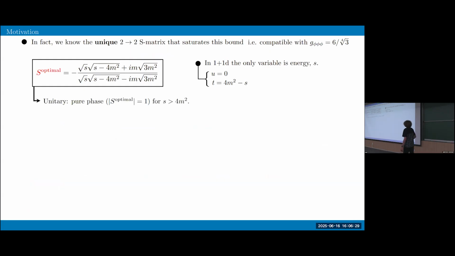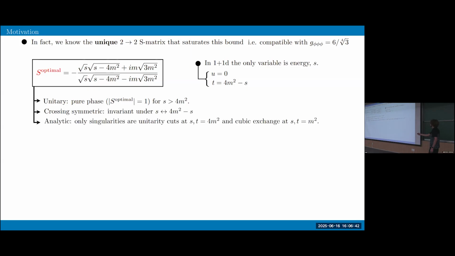Now this amplitude satisfies all we could ask from a 2-to-2 amplitude, namely it's unitary. In particular, it's a pure phase for physical kinematics. It's crossing symmetric under S and T exchange. And it's analytic where it needs to be. In fact, its only singularities are the unitarity cuts and the cubic exchanges. And you can compute the residue of these cubic exchanges, and you'll find this optimal value here.